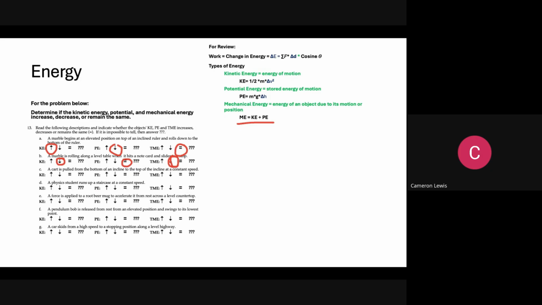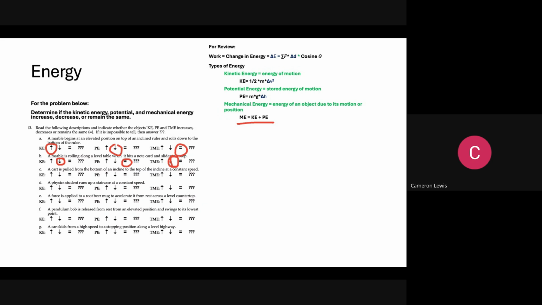So if one of them is decreasing and the other one stays the same, that means the entire mechanical energy is decreasing. Correct. And the opposite is true: if one of them is staying the same and the other one is increasing, the entire energy is increasing. Correct. Let's try this next one, right?